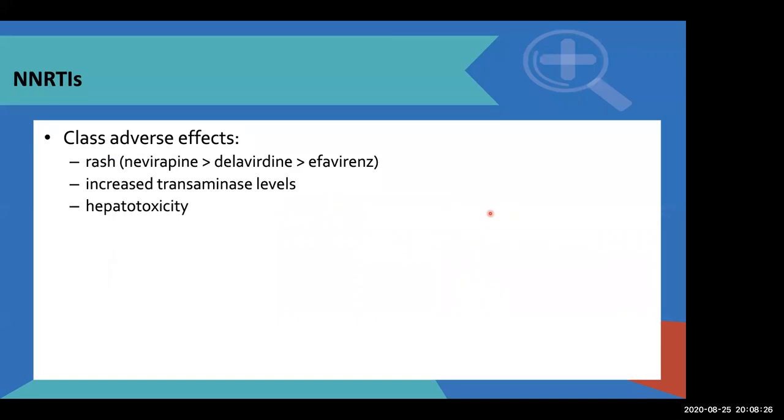Now, remember there's a second class of drugs that we call your non-nucleoside reverse transcriptase inhibitors, mainly efavirenz and nevirapine, which are commonly used in our context. Some of the common adverse effects would include rash, an increase in liver enzymes, and then hepatotoxicity, which is damage to the liver cells. So it's very important that when you have a patient who presents with rash and they are taking some of these drugs, you might consider that one of these drugs might be causing the rash. Remember, it is a class side effect. That means all your NNRTIs are likely to give you rash. However, nevirapine is the culprit more than efavirenz.